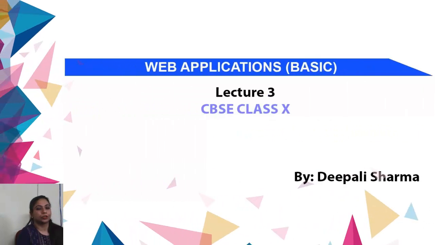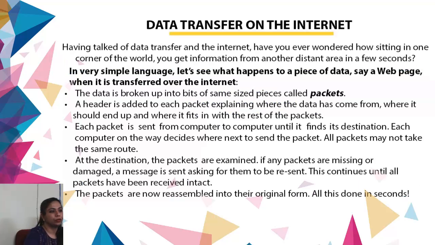Okay, for lecture 3, we have data transfer on the internet. Let's see what this says. Having talked of data transfer and the internet, have you ever wondered how, sitting in one corner of the world, you get information from other distant areas in a few seconds? This is true. We are sitting at home and getting so much information through the internet. Sitting in one corner you can get information from various other places only through the internet. But how is that possible?